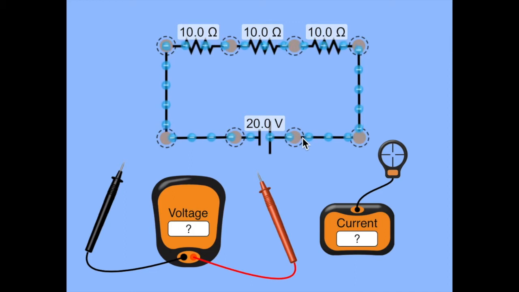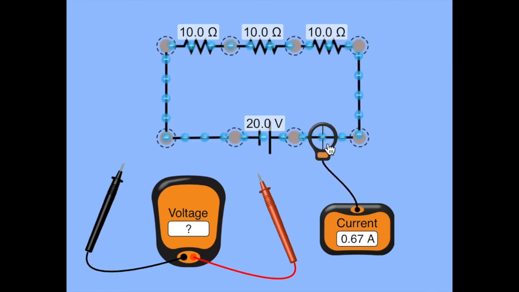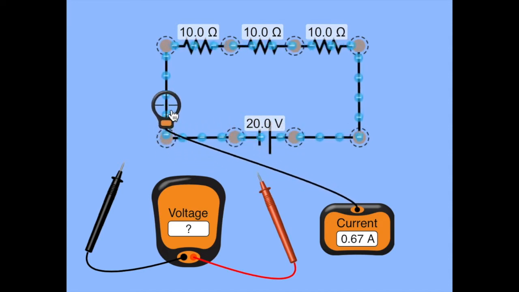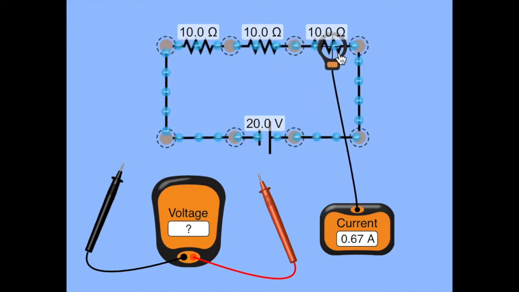So what's special about a series circuit? Well, current is the same everywhere because the flow is the same everywhere. Using my ammeter right here, I can hold it over and see a current of 0.67 amps that remains constant through every part of the circuit. So in a series circuit, current is constant.